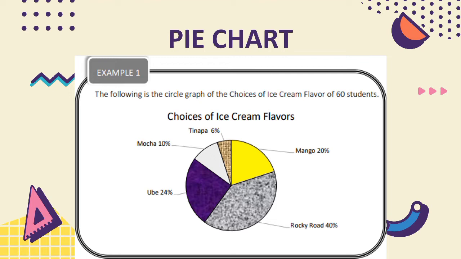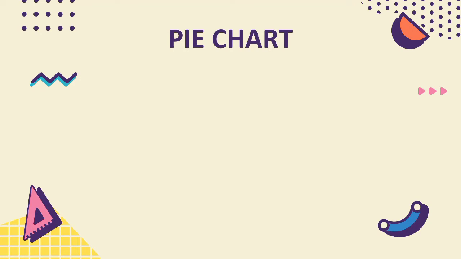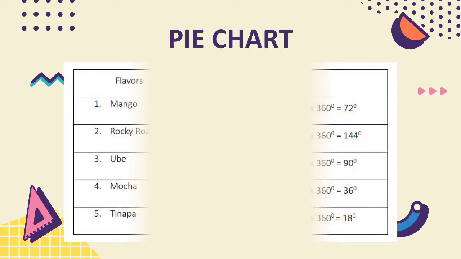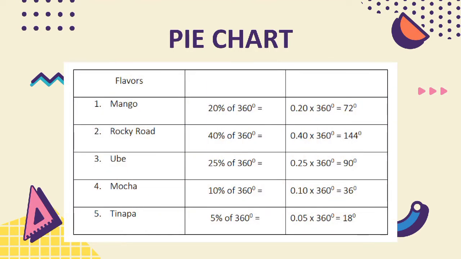So, how are you going to construct a pie chart or pie graph? Here are the steps. To construct a pie chart, recall the lesson on measures of central angles. In the above example, the percent rate for each chosen ice cream flavor is given. The rate is multiplied by 360 degrees, which is the measure of one full circle. So for flavors, we have here mango, Rocky Road, ube, mocha, and tinapa.